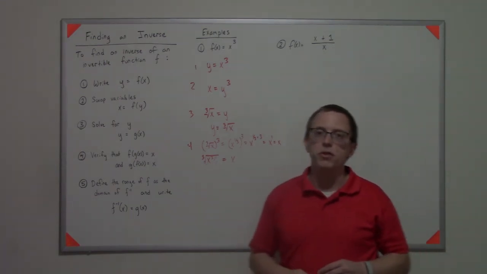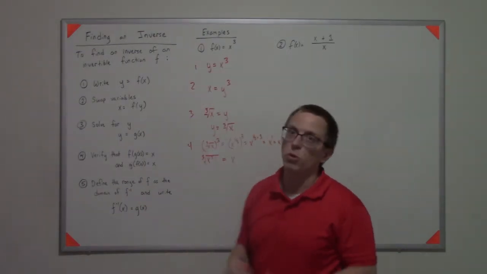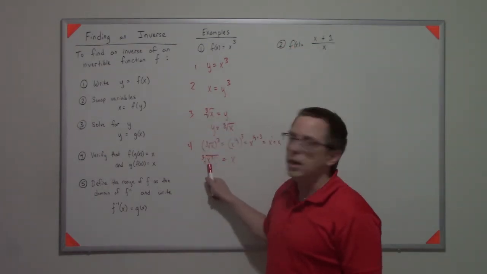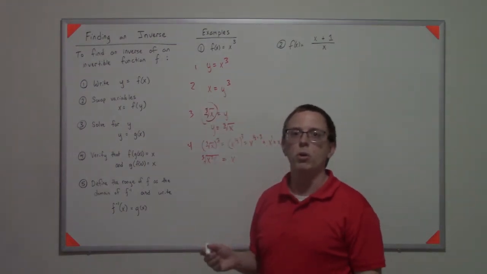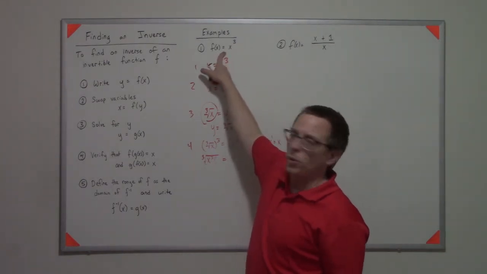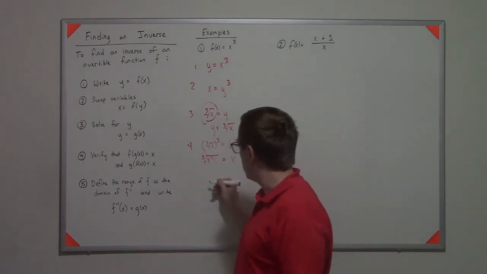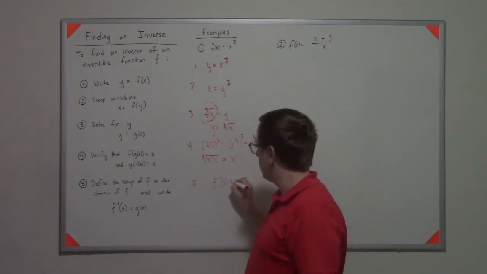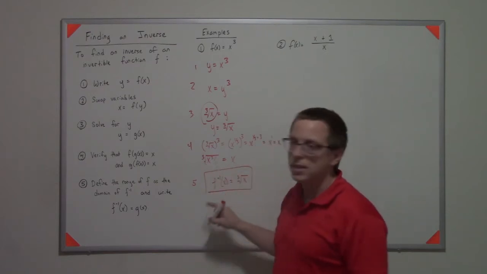Now what we have to do is define the range of f as the domain of f inverse. The range of x cubed is all real numbers. So the domain of this function is all real numbers, and the domain of this function is all real numbers, so the range of this function is all real numbers. In this particular case, it's just all real numbers all over the place. So finally, for step 5, you say f inverse of x is the cube root of x. That's all you're really doing.